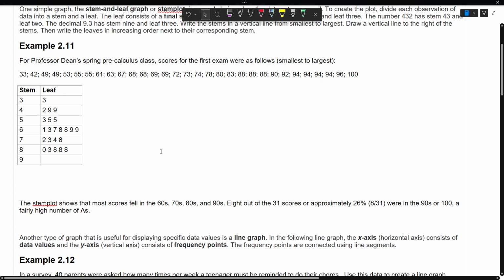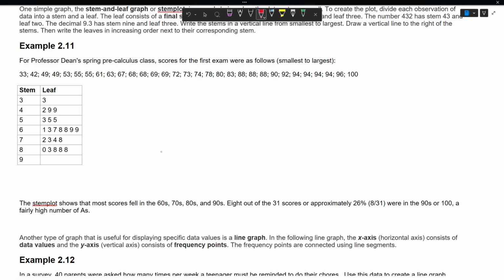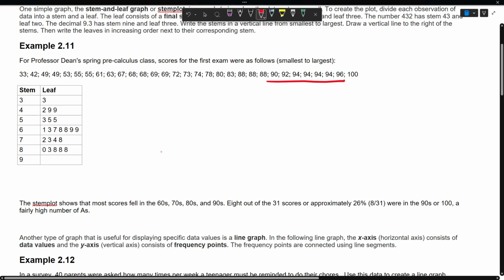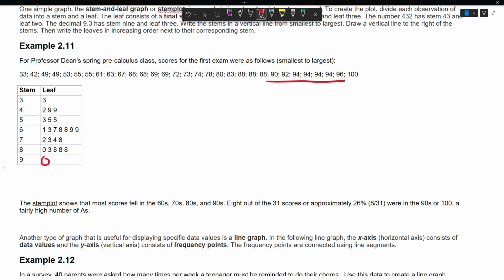Let's do the 90s together. The 90s, of course, we have 90, so that's a 0 for the leaf. We've got 92, so that's a 2 for a leaf. We've got 94 four times, so we're going to do 1, 2, 3, 4. And then we have 96, so we're going to put a 6 there. That's what the stem and leaf plot looks like for the 90s.